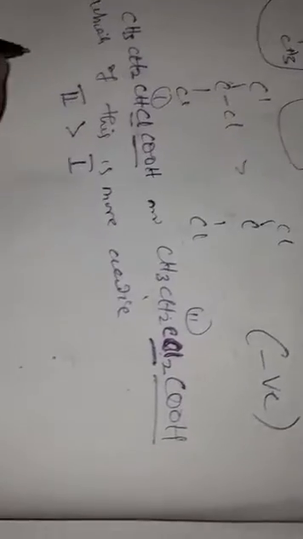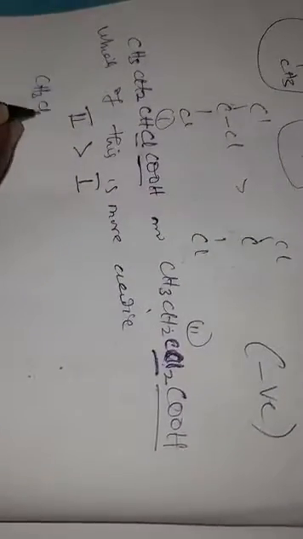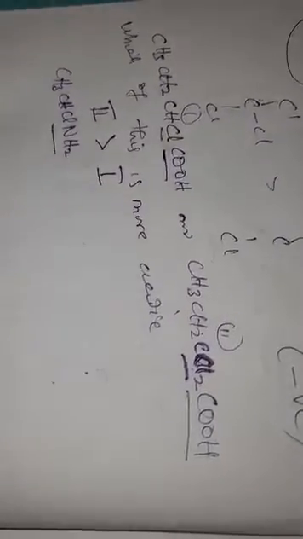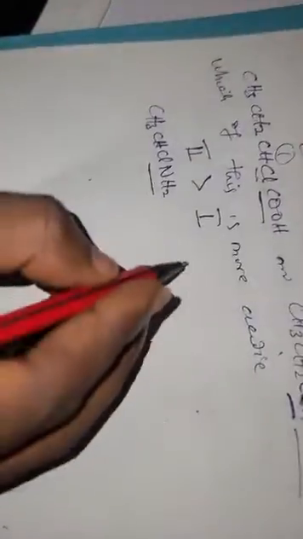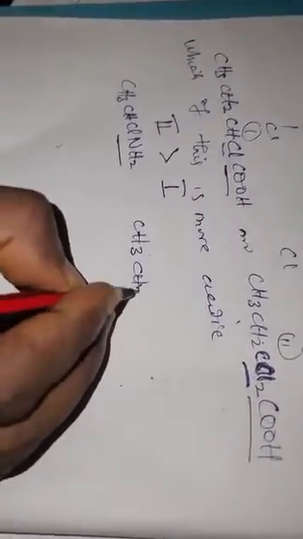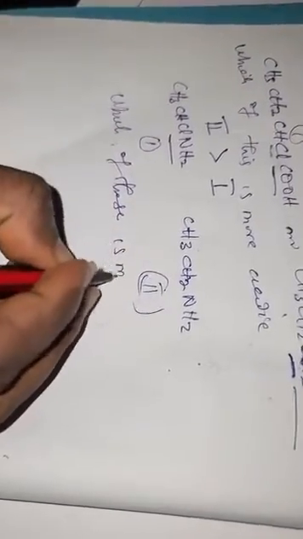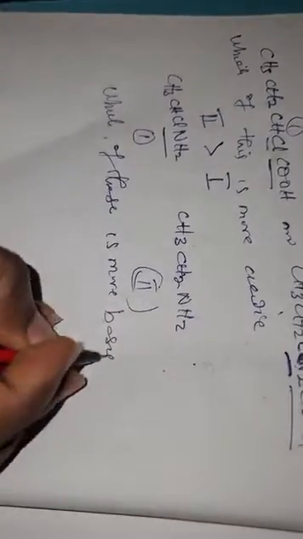Alright. Then I'll say we have CH3, CH, Cl, NH2. NH2 is a base. It means precisely it's a base. Between this and this guy, which one is more basic? This is 1 and this is 2. Which of these is most basic? Now if you look at it, 2 is more basic than what?